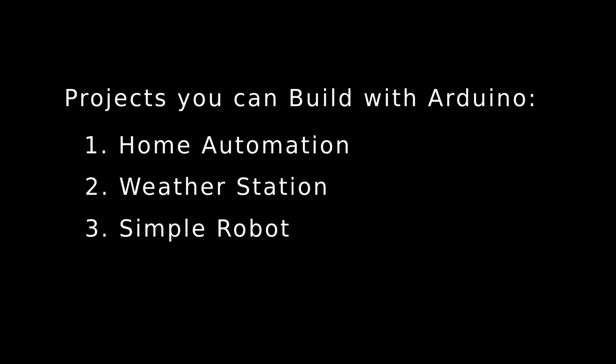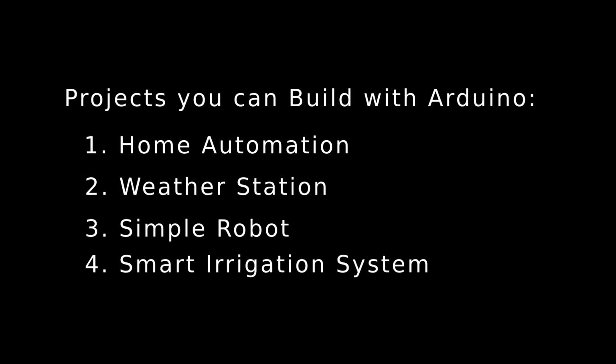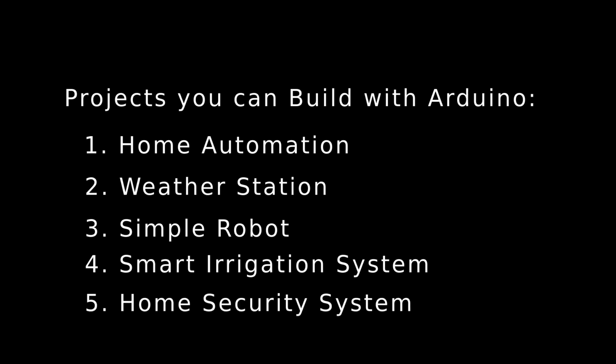You can build a simple robot using an Arduino board. The Arduino board in this case will be the brain, which controls its movements and actions with sensors and actuators. Another thing you can do is a smart irrigation system, where you sense moisture levels of the soil and then automatically water your plants. You can even do home security systems, where there are sensors to detect motion and so on. So there are many projects, right?